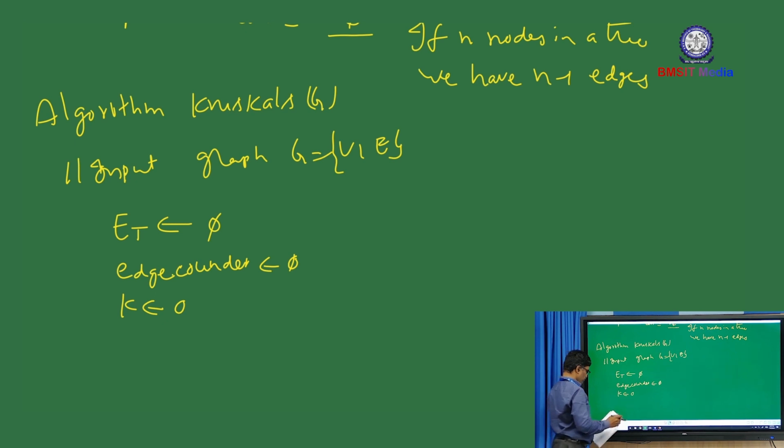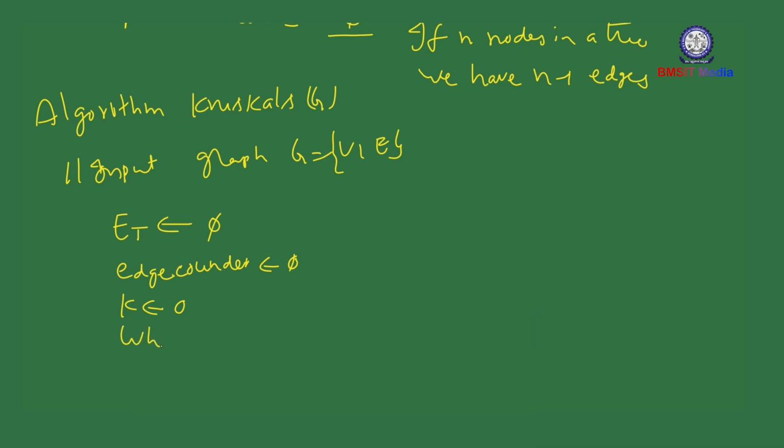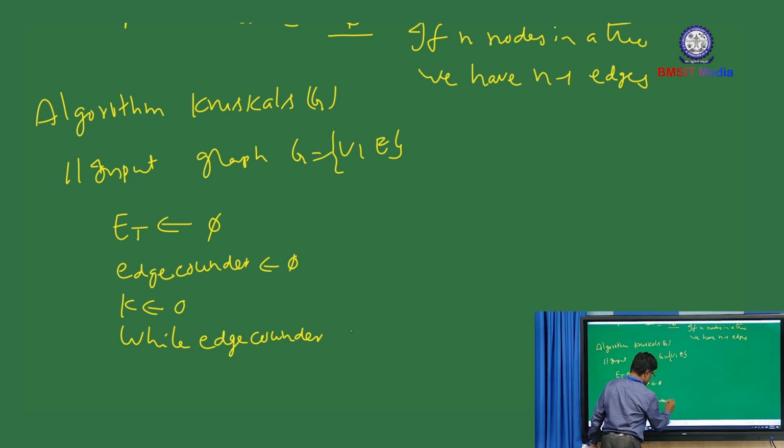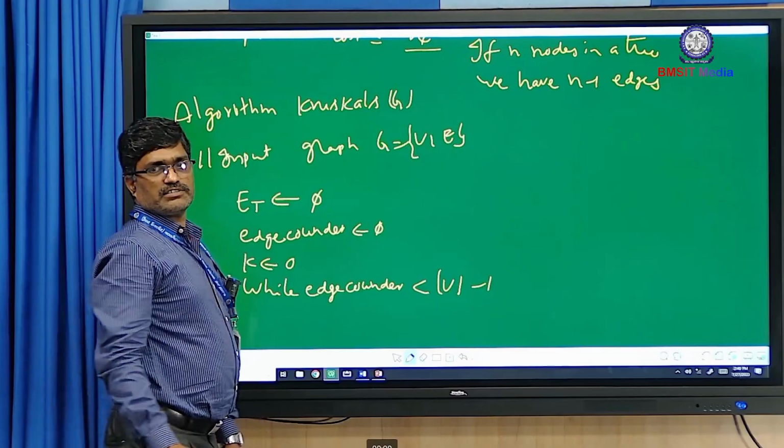Now put it into the loop: while edge counter is less than or equal to modulus of v minus 1. So v is nothing but how many vertices there are. Edge counter is initially 0, so 0 is less than modulus of v. That's what I just told you: if you have n nodes, how many edges are required for the graph to draw the spanning tree? It is nothing but n minus 1. So this statement is the same thing: edge counter initially 0, modulus of v minus 1.